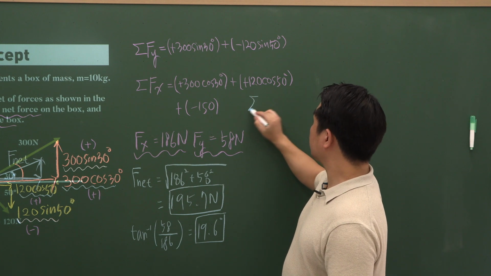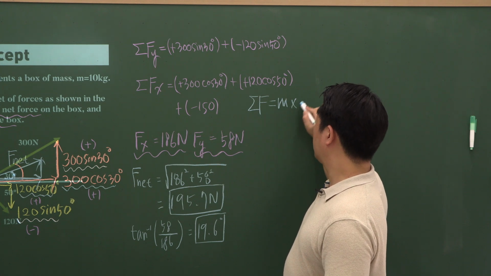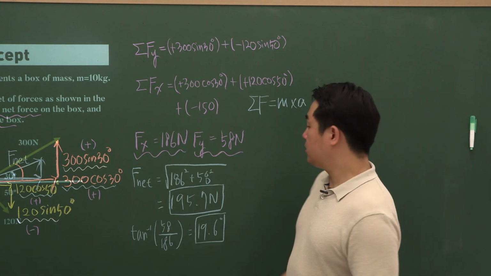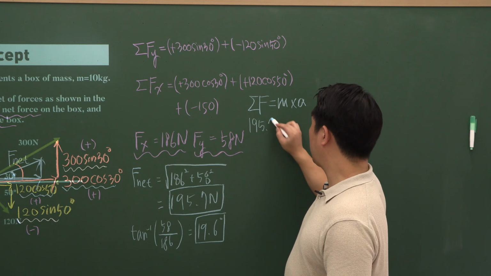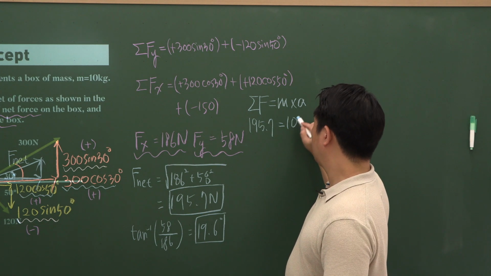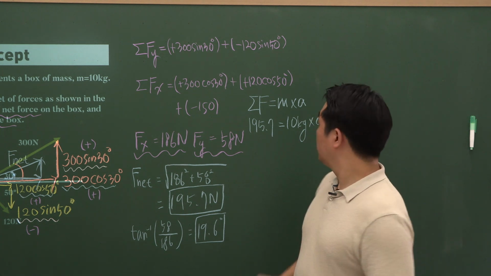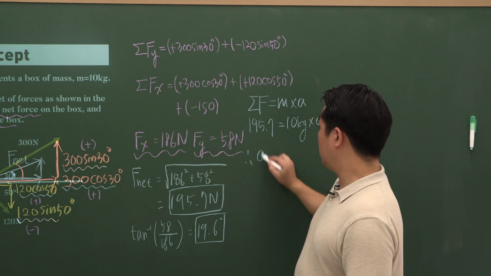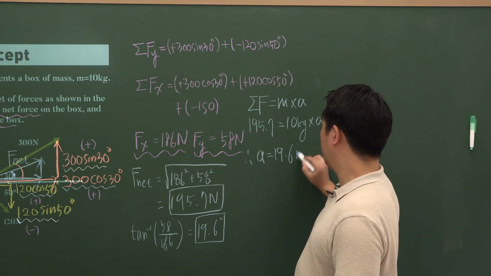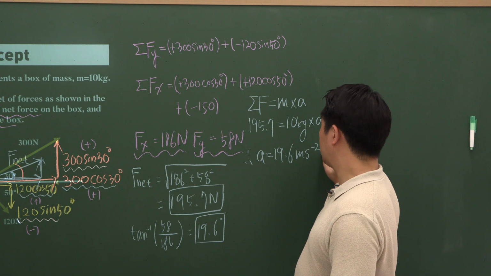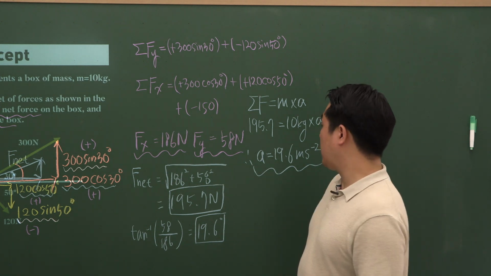So, summation of forces equals mass times acceleration. Hence, 195.7 is equal to 10 kilograms times acceleration. Hence, my acceleration comes out to be 19.6 meters per second squared. All right? So it's a pretty simple calculation.